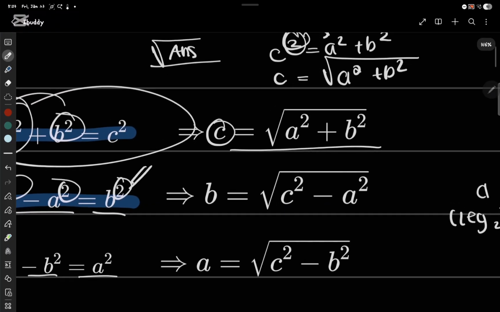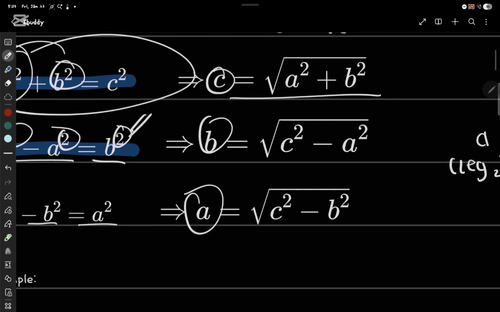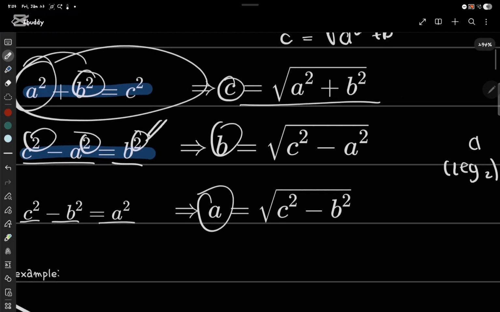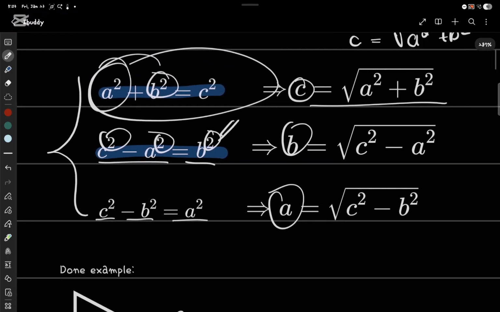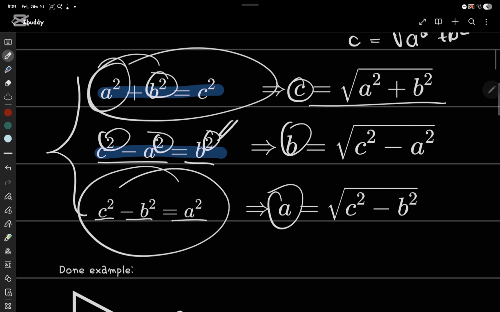Like the one here, you can rearrange it for b and a according to your question. So b equals the square root of c squared minus a squared, and a equals the square root of c squared minus b squared. Essentially, it's this formula, but you can solve directly for these variables without having the square here by square rooting the other side.